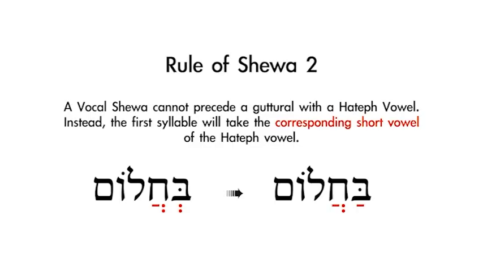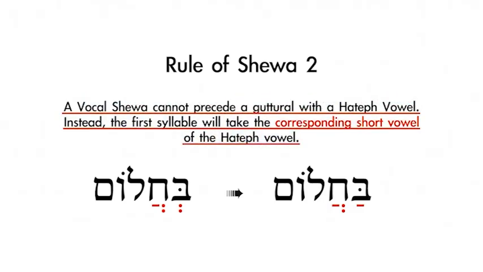Rule of Shewa 2 is similar in terms of environment. It also deals with a Shewa or a group of Shewas at the beginning of a word, but this time with a Shewa and a hatef vowel that's associated with a guttural. Here's the rule. A vocal Shewa cannot precede a guttural with a hatef vowel. It cannot. Instead, the first syllable will take the corresponding short vowel of the hatef vowel. What does that mean? Let's look at our first example on the left where we have a vocal Shewa coming before a hatef vowel. And you can see, if you look closely, that it's really the two sets of dots together. In Hebrew, we don't like two sets of Shewas like that together, whether it be a regular Shewa, a vocal Shewa, or a hatef vowel.